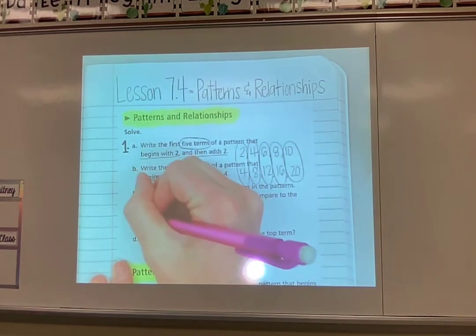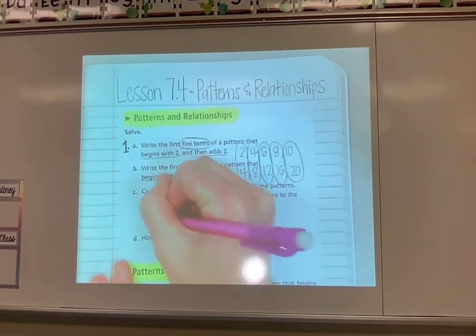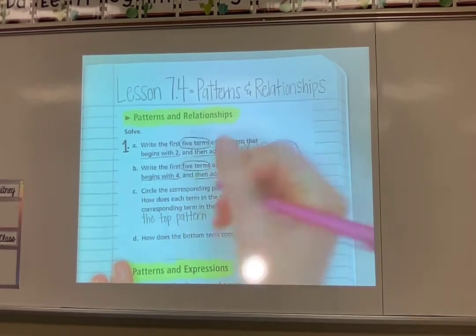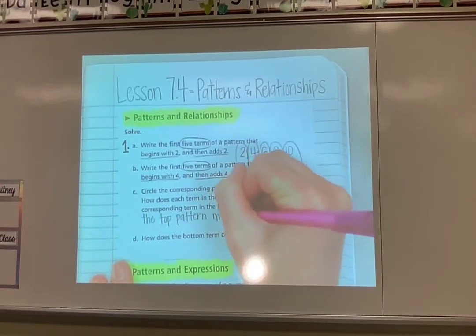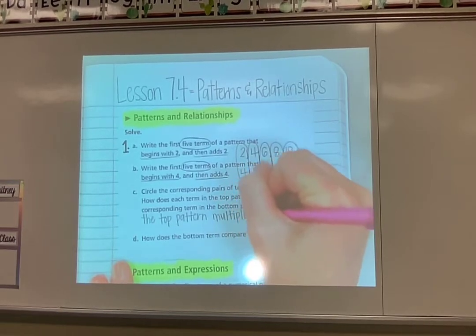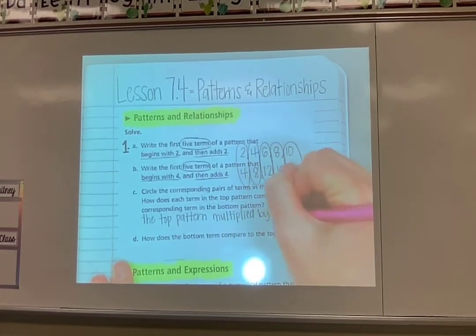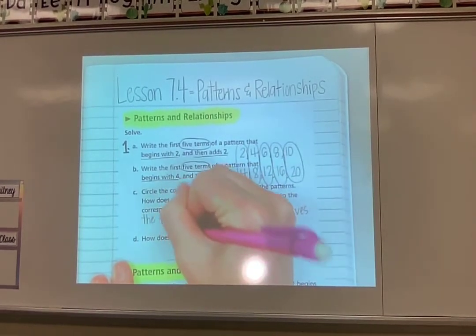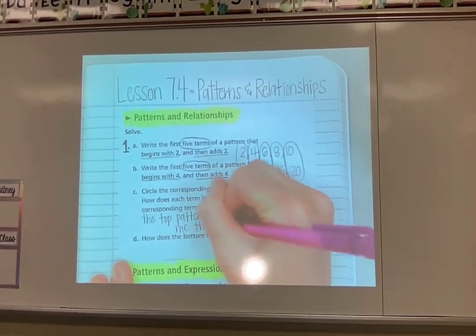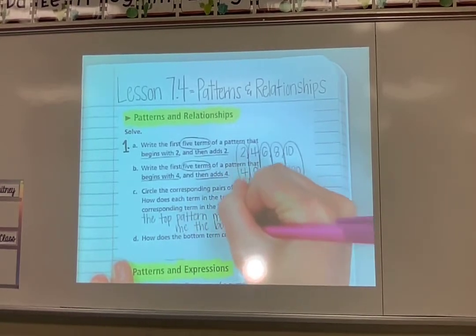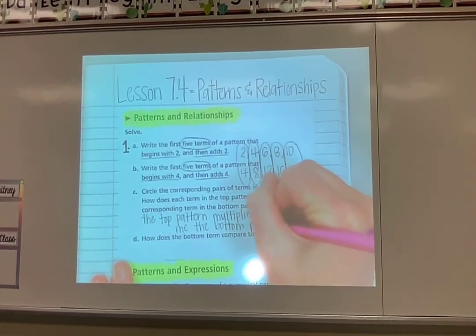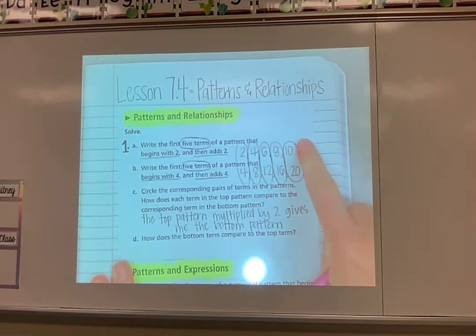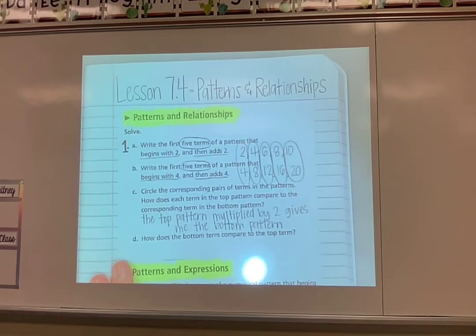So I would say the top pattern multiplied by 2 gives me the bottom pattern. All I'm doing is explaining the relationship between that top pattern that I made and the bottom pattern that I also made. So the top pattern multiplied by 2 gives me the bottom pattern.